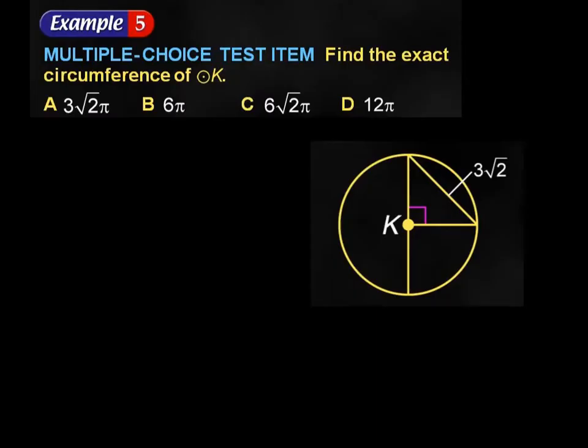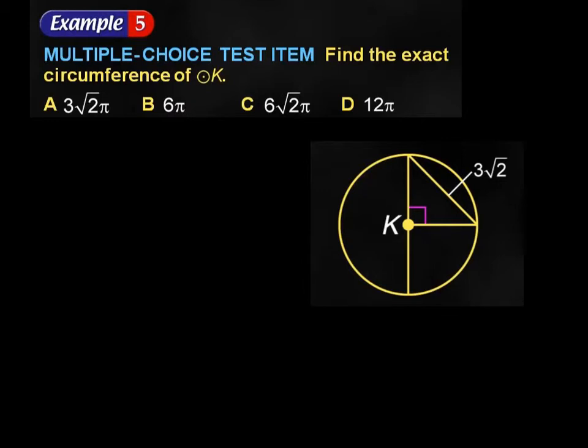For our last question, we have one that looks like a standardized test question that could be on the ACT. They ask us to find the exact circumference of circle K. So exact means they want to leave pi as pi, which all their answers did.